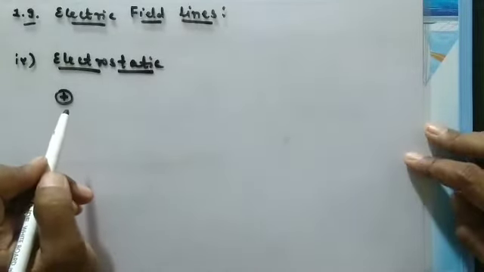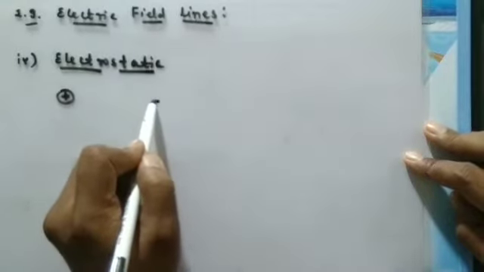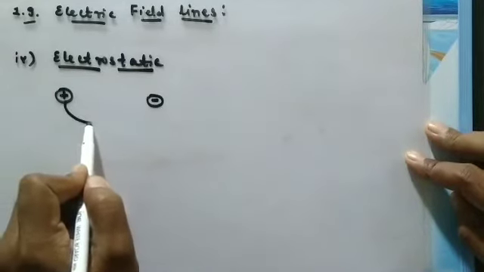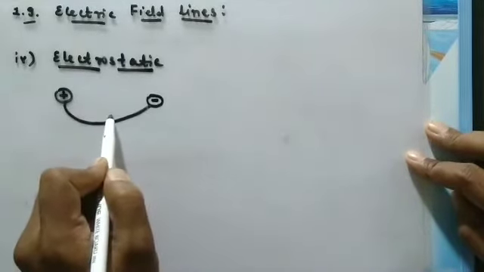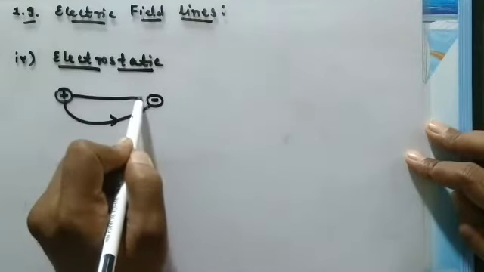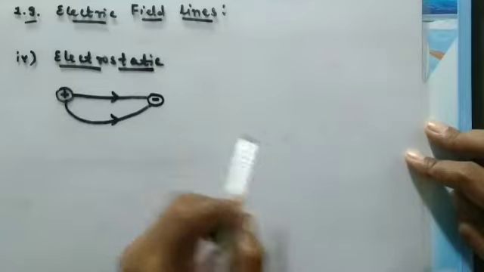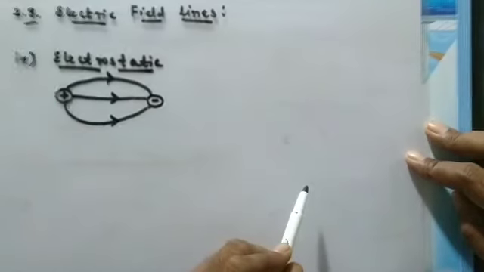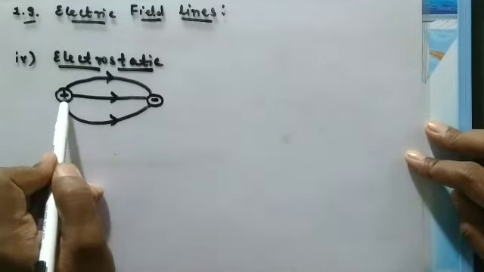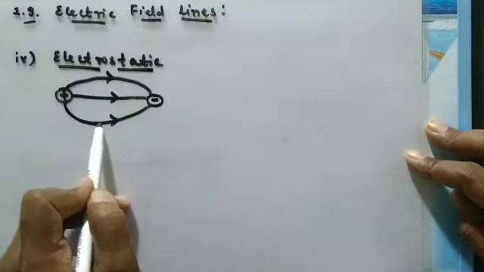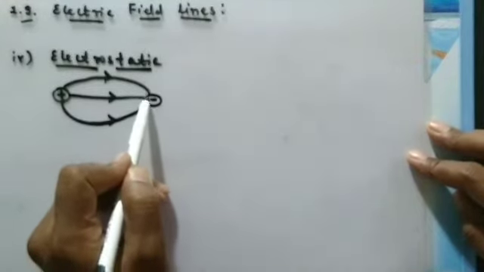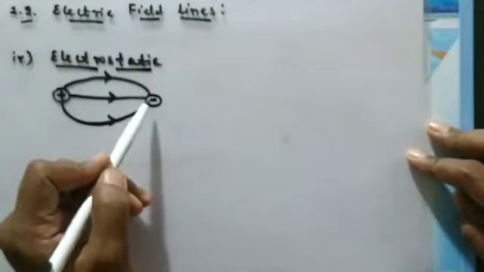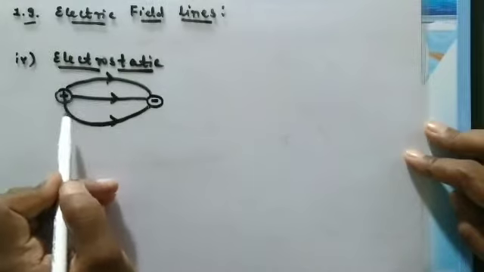So if we consider a positive and a negative charge, then we know that the electric field lines will emerge from positive and end in negative in this way. So you can see here, these field lines do not form a closed loop. It will always emerge from positive and end in negative. Once again, from negative to positive is not possible. If it was possible, then a closed loop could be formed.